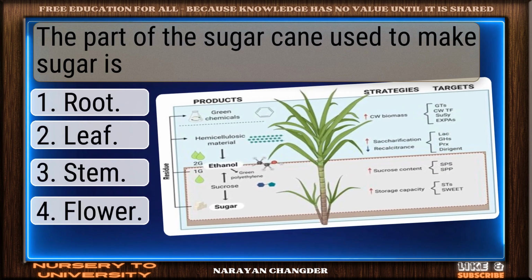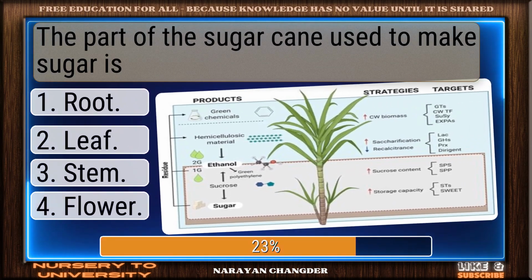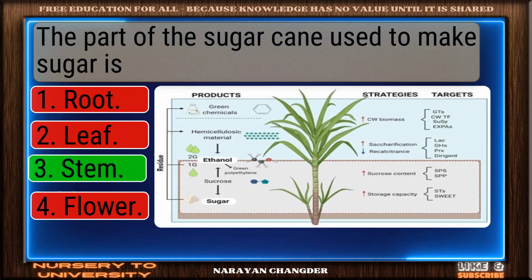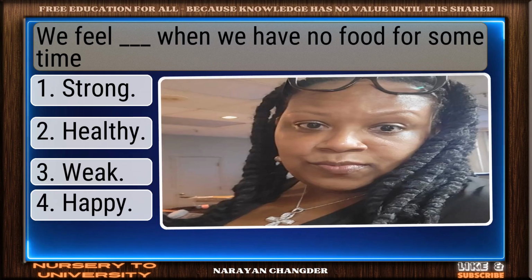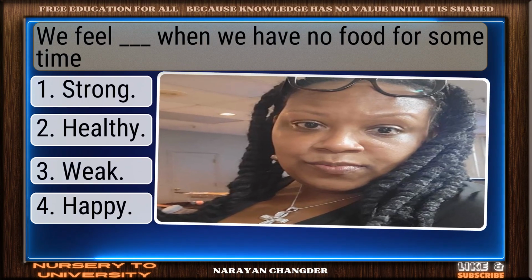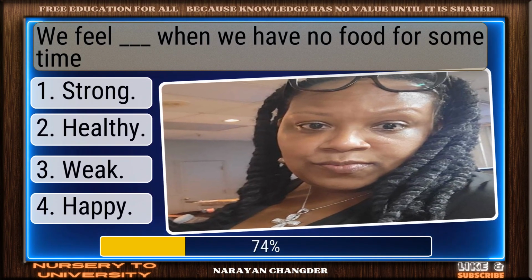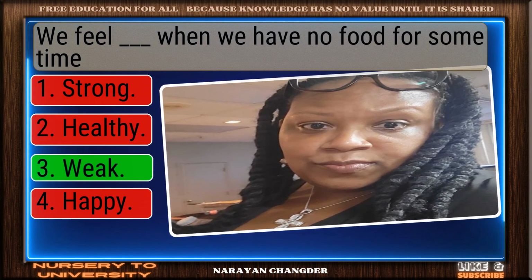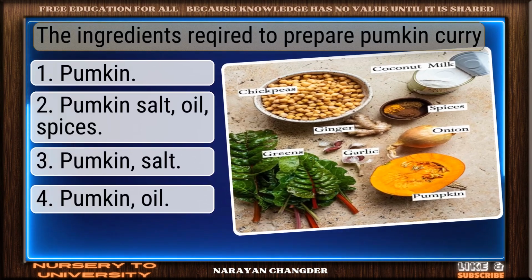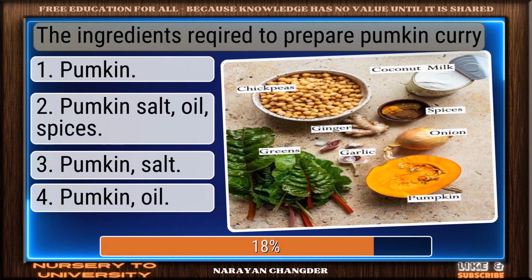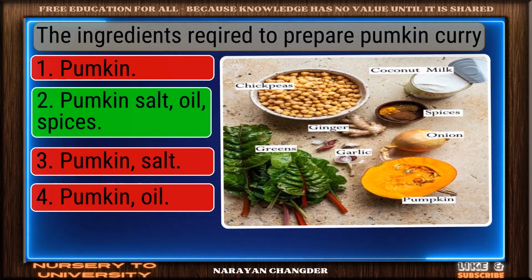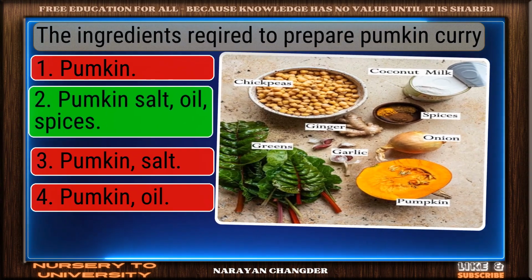The part of the sugar cane used to make sugar is... Right choice. Stem is the best answer. We feel dash when we have no food for some time. Smart move. Weak is an accurate answer. The ingredients required to prepare pumpkin curry. Exactly. Pumpkin, salt, oil, spices make sense, and it is the right choice.